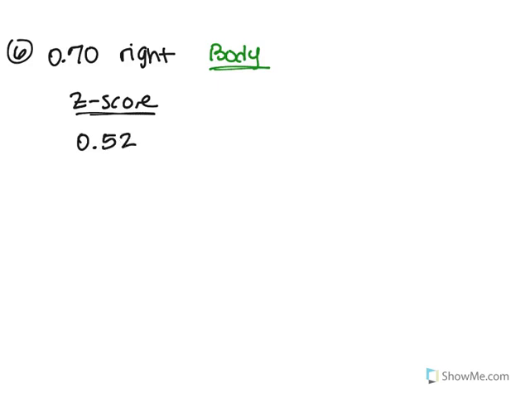Next is .70 to the right. Again, .70 would be a body. Very good, a body. 0.52 and 0.53. At 0.52, you got .6985, and at 0.53 is .7019.